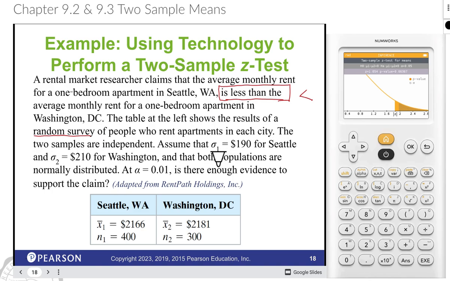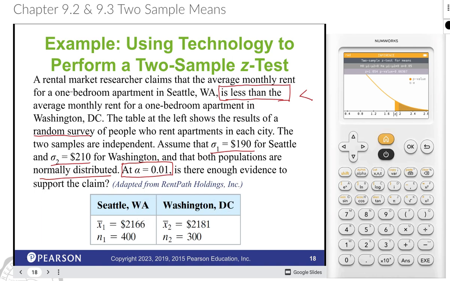And then we're told to assume a population standard deviation of 190 for Seattle and a population standard deviation of 210 for Washington, D.C. We're told that both are normally distributed, which is important. Not so important because the sample sizes are both over 30, but that's helpful. And then we're asked to test at the 0.01 level, the 1% level, if there is enough evidence.